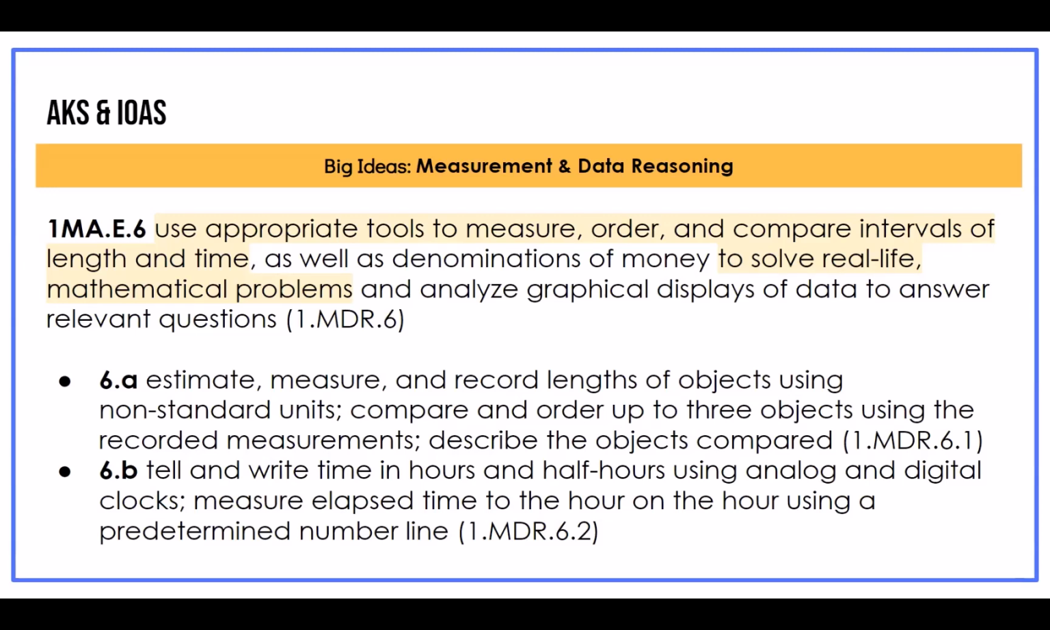IOA 6A focuses on estimating and measuring lengths using non-standard units, comparing and ordering up to 3 objects using the recorded length measurements, and describing the objects being compared as longer than or shorter than. IOA 6B focuses on telling and writing time to the hour and half hour using analog and digital clocks. And new this year, measuring elapsed time to the hour, on the hour, using a number line.